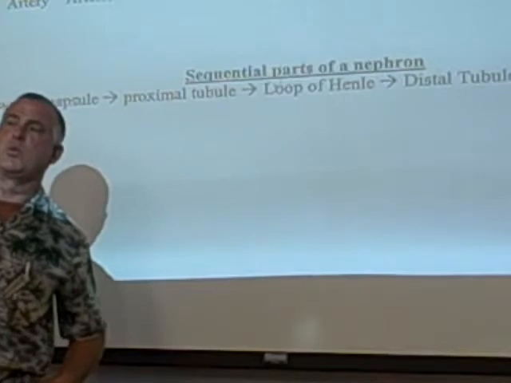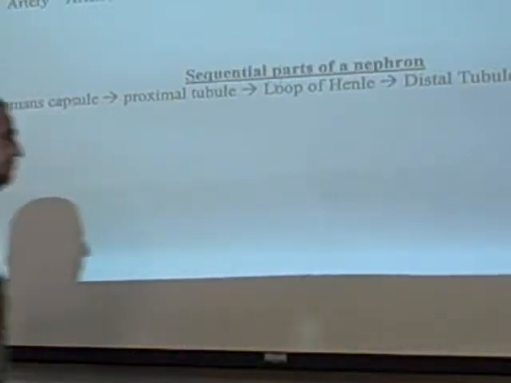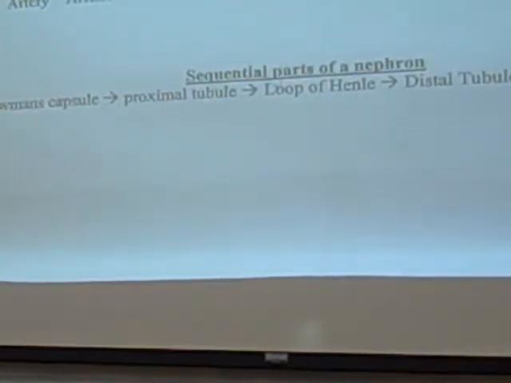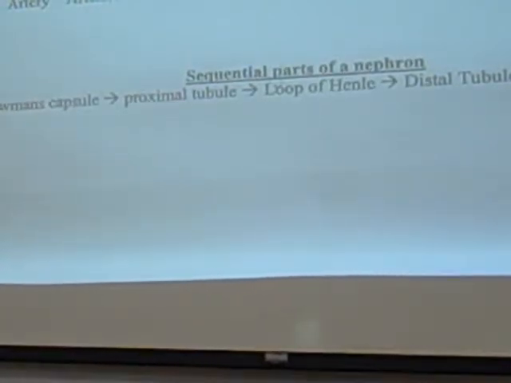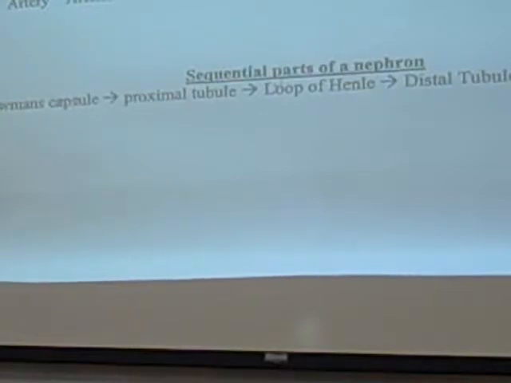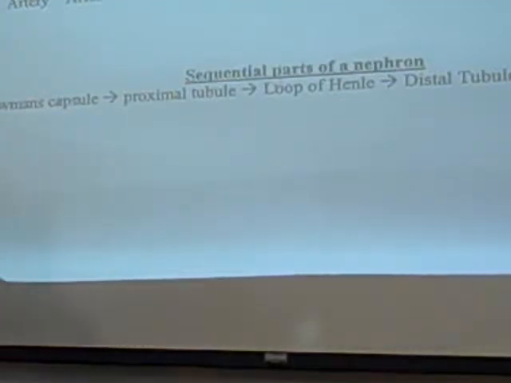These are the only two portions of the nephron that can be influenced by hormone. There are two hormones. The hormones are aldosterone and ADH, which stands for antidiuretic hormone. Aldosterone and ADH.